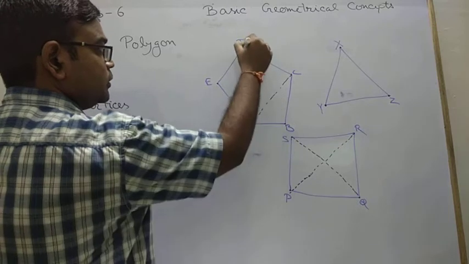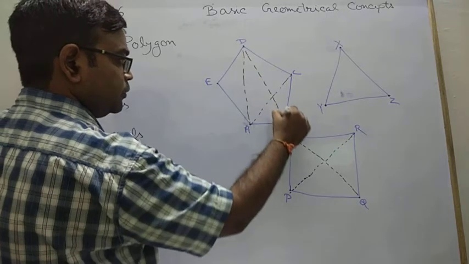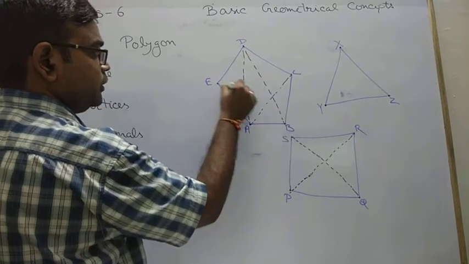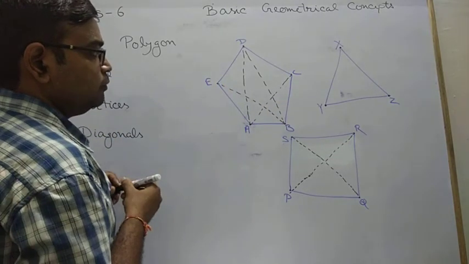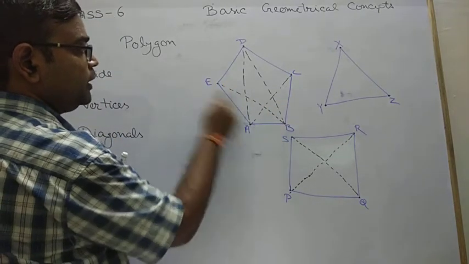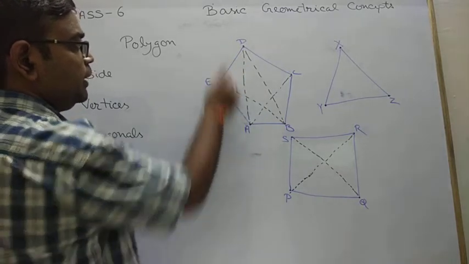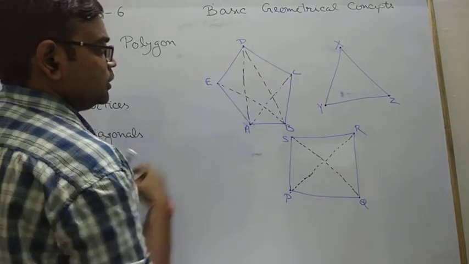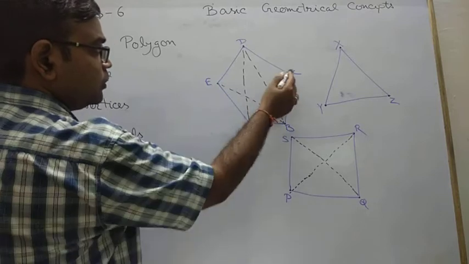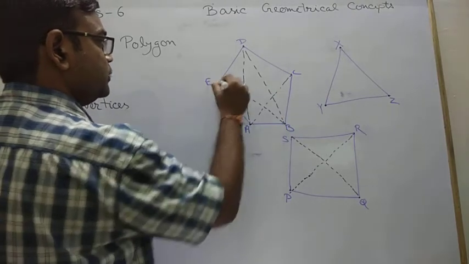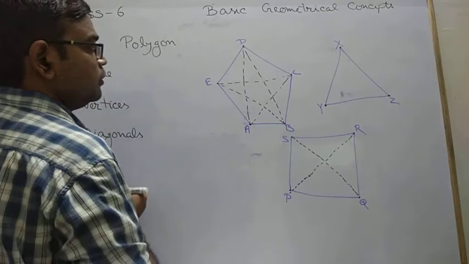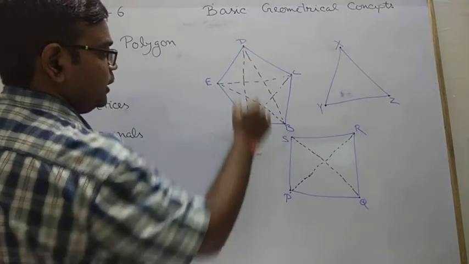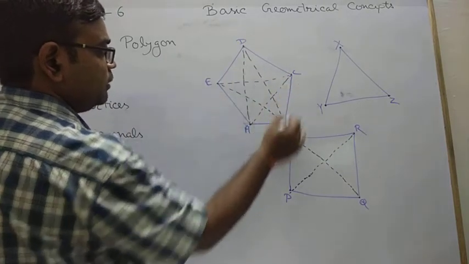Again from this, from B we have BE or BD as diagonals. From A we have AD or AC as diagonals. Now come to C, we have CA or CE as diagonals. From D we have DA and DB as diagonals. From E we have EC and EB as diagonals.